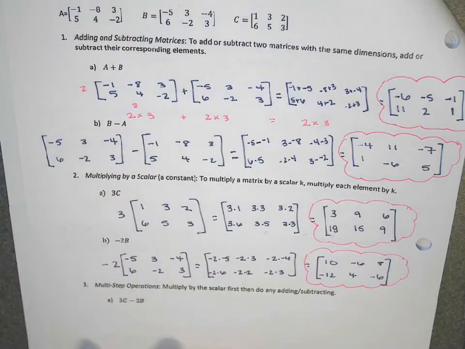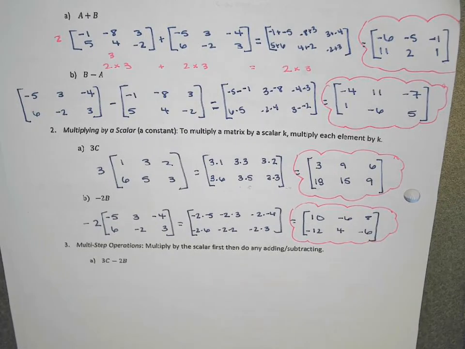All right, so this is what I got. I got a 2 by 3 as my answer. In the top row, I have 10, negative 6, 8. The bottom row is negative 12, 4, negative 6. Give me a 1 to 5. How'd that go? Awesome, awesome.